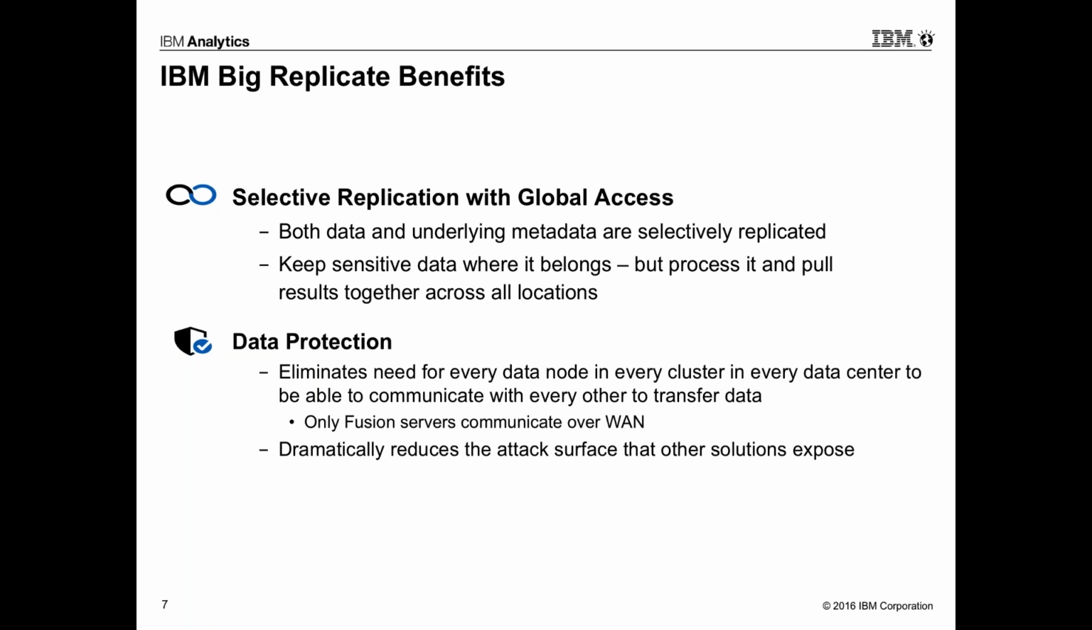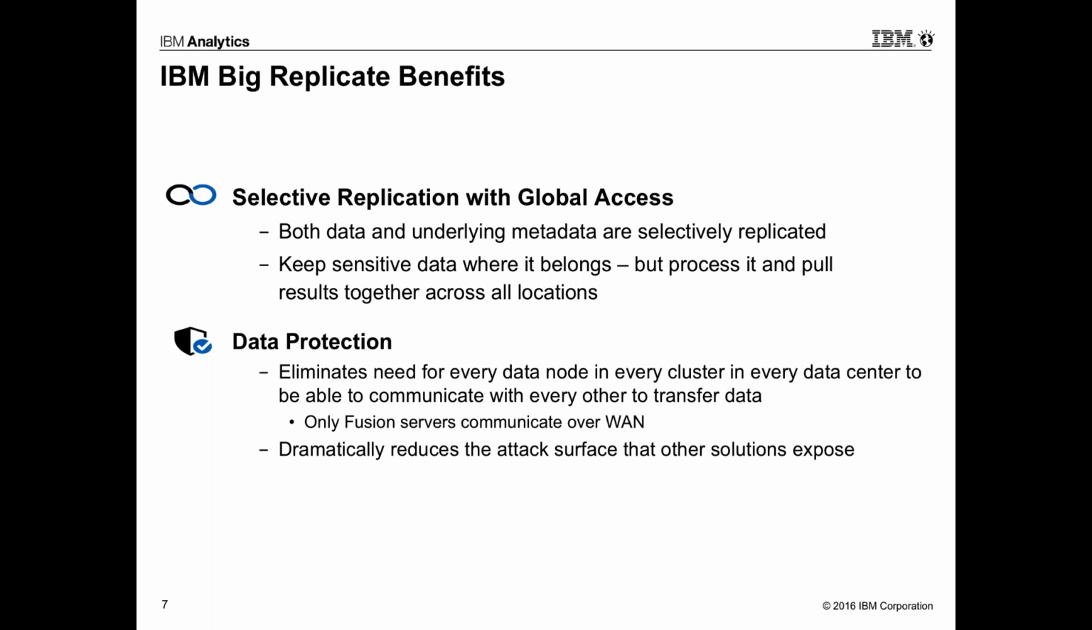Selective replication with global access is another benefit of BigReplicate, because sometimes, due to regional regulatory requirements, some sensitive data has to stay in a certain region. So with BigReplicate, it allows you to select what data are to be replicated and what data you do not want to be replicated, so that you keep the sensitive data in the region where it belongs to comply with the local regulation. Another huge benefit with BigReplicate is data protection.